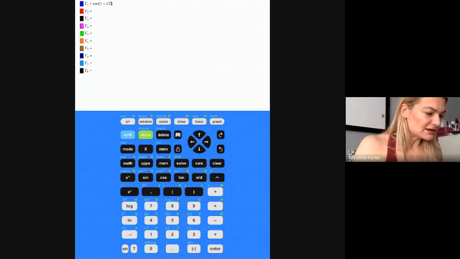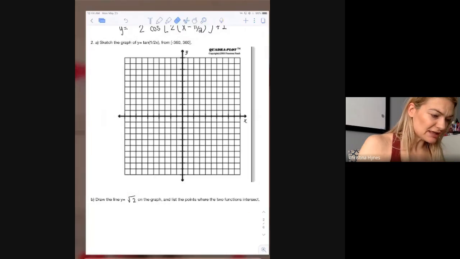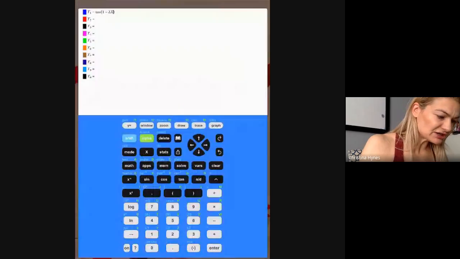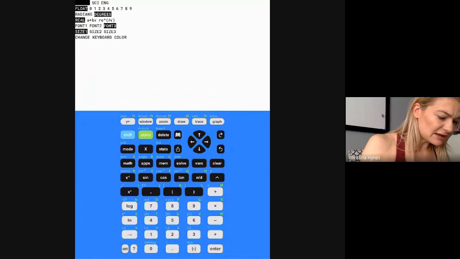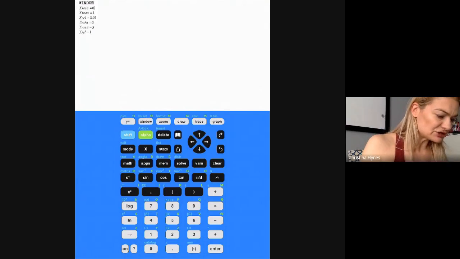So in this question, they do want you to change your mode to radians mode. So make sure that you change the mode depending on the question. So mode, make sure you've highlighted, in this case, degrees, and then change your window.